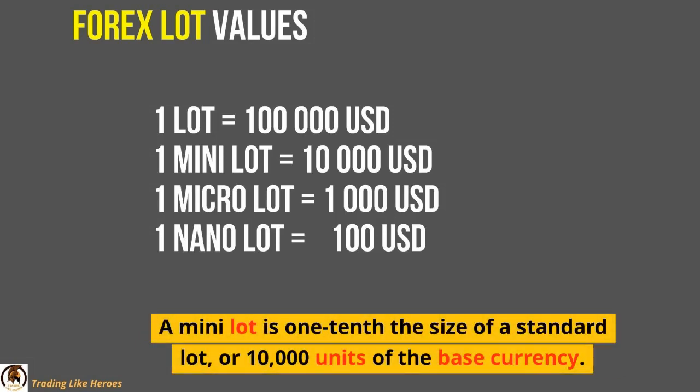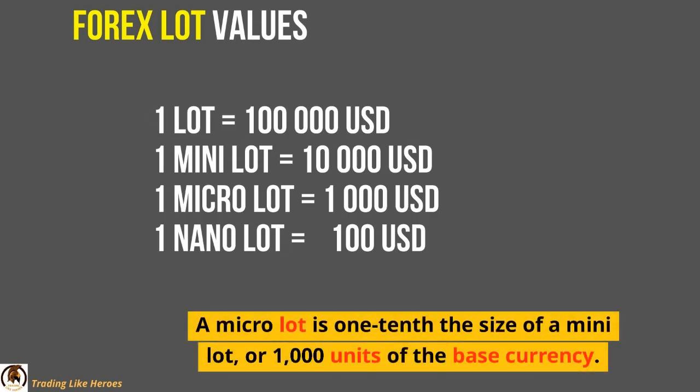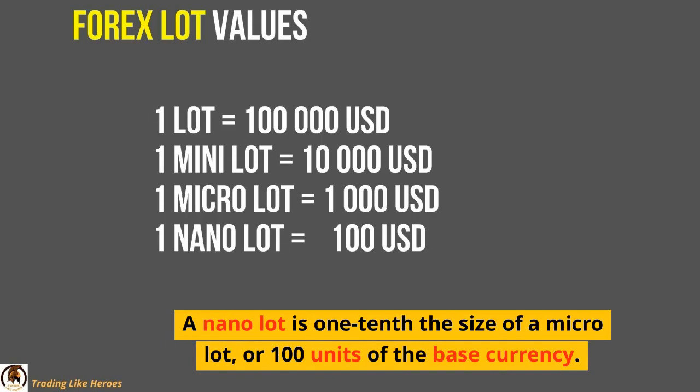A mini lot is 1/10 the size of a standard lot, or 10,000 units of the base currency. A micro lot is 1/10 the size of a mini lot, or 1,000 units of the base currency. A nano lot is 1/10 the size of a micro lot, or 100 units of the base currency.